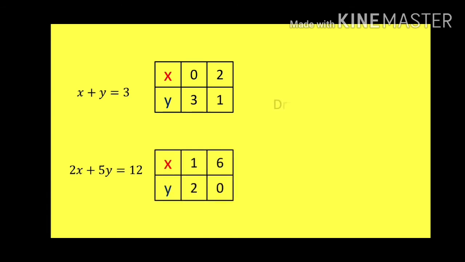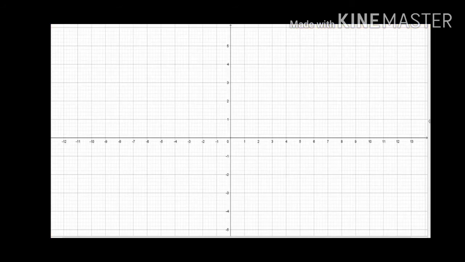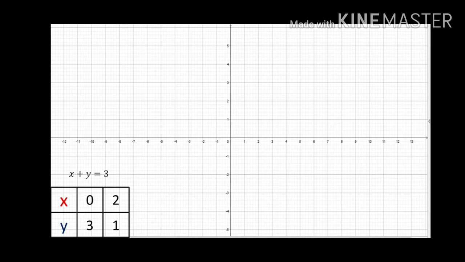Now we have got the two equations with the points. Now we have to draw the graph for each equation according to the coordinates of x and y. Let's see. So we'll take the graph paper and we have to plot these points. First one is (0, 3). Let us name it A. So A is (0, 3). The next one is B, (2, 1). So we have put the two coordinates.